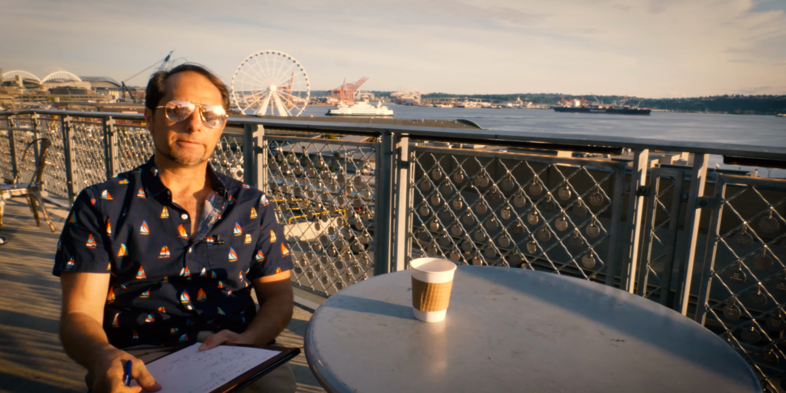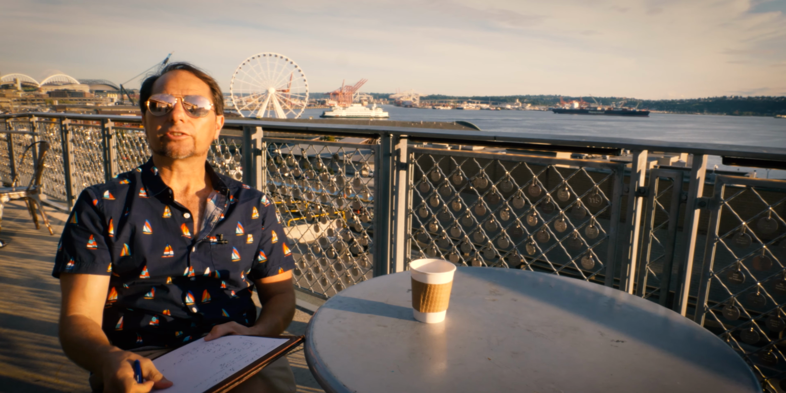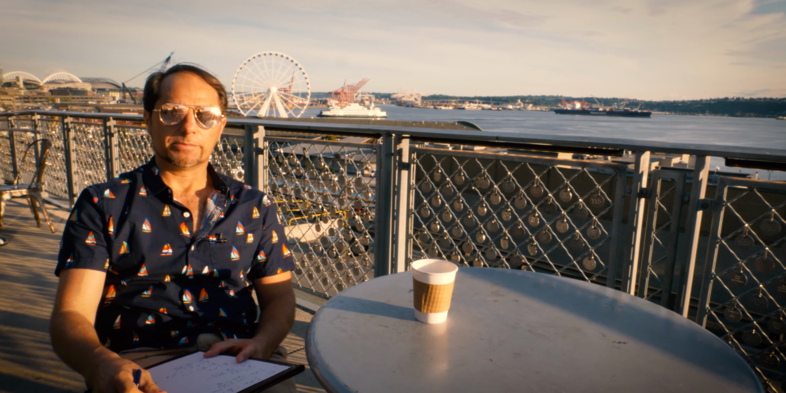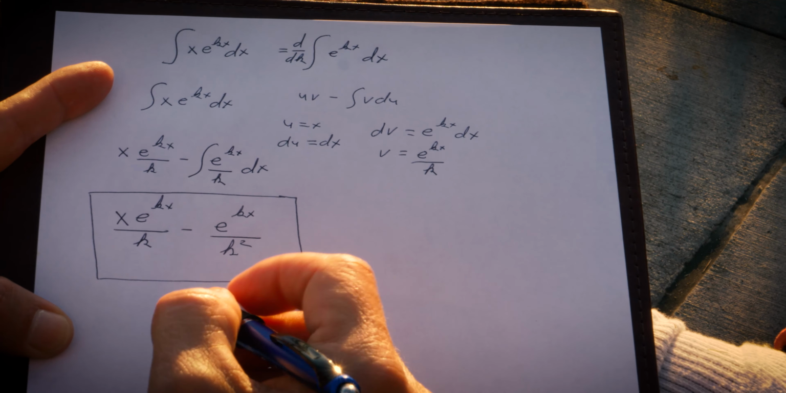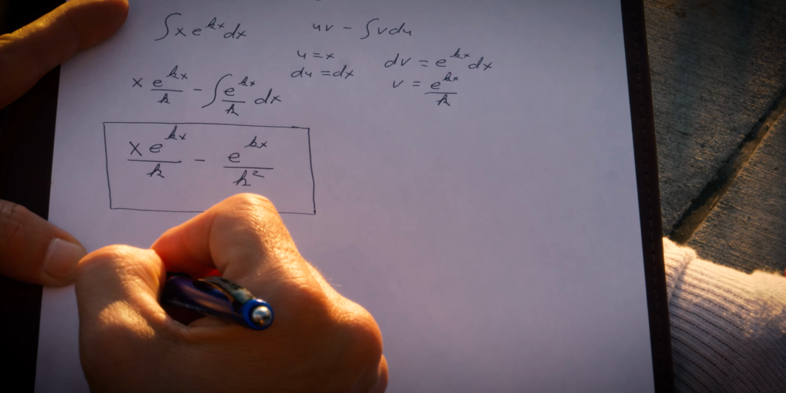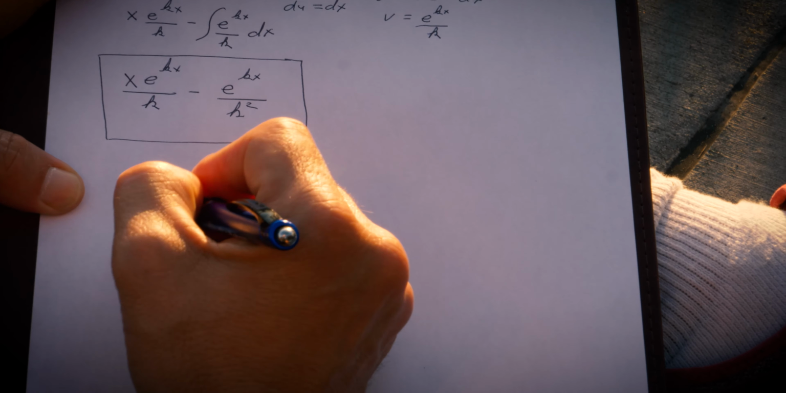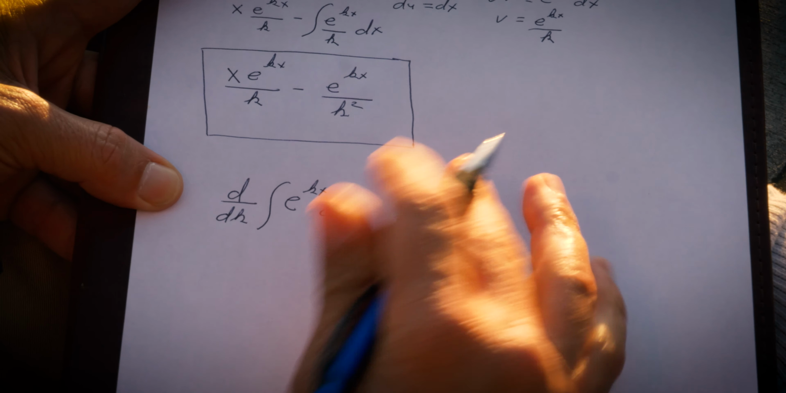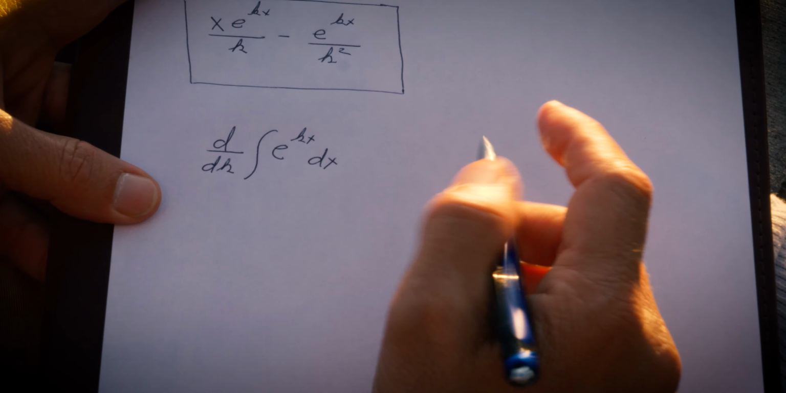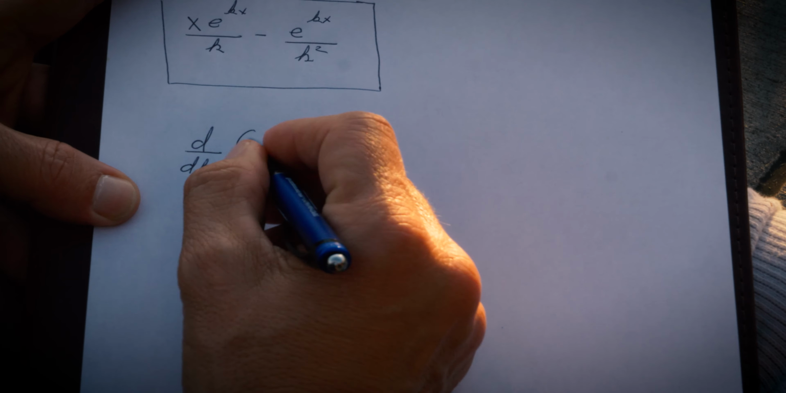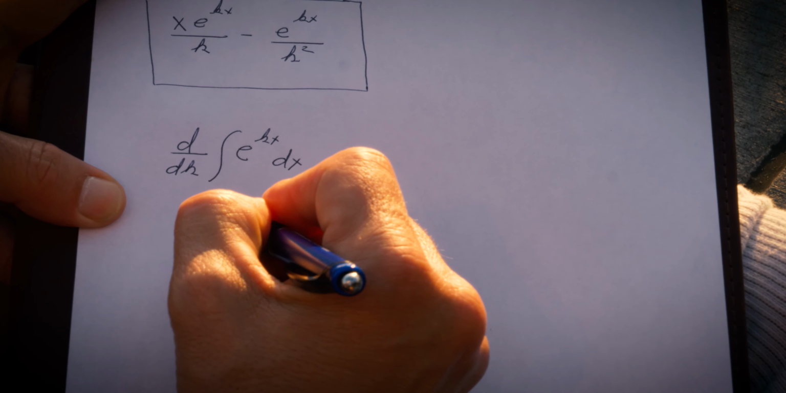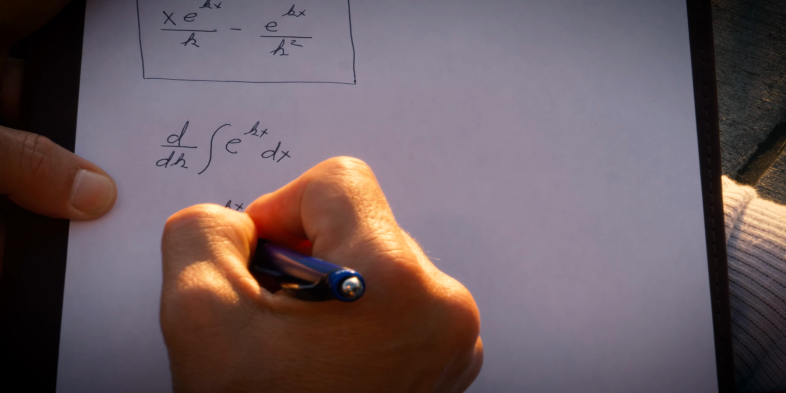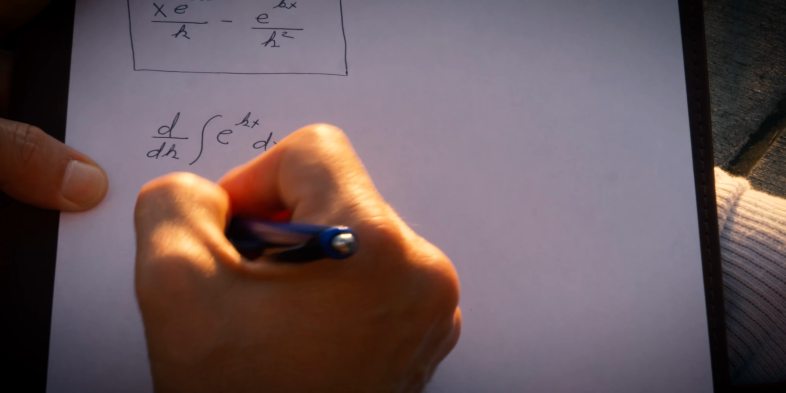That's the first half. Now let's find the more slick way to do it, and then we'll go from there. All right, the first thing we're going to do is rewrite the integral: d dk of the integral of e to the kx dx. And here we go. The integral of this, once again, is going to give us e to the kx over k. Now this is where it gets a little interesting.